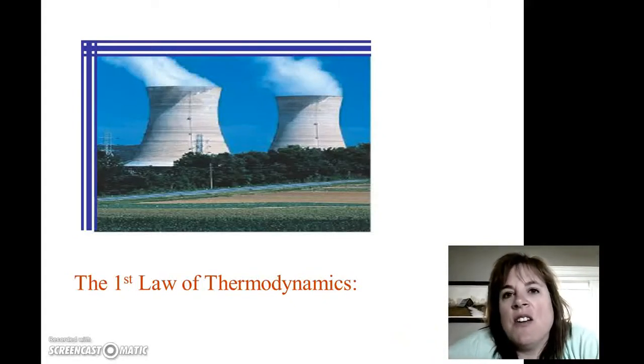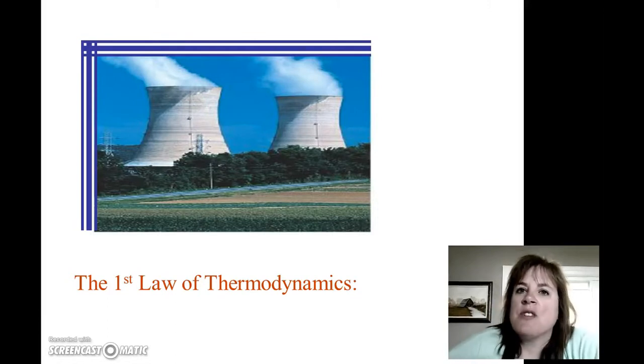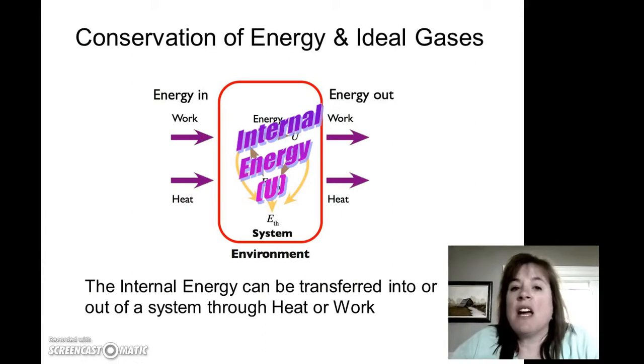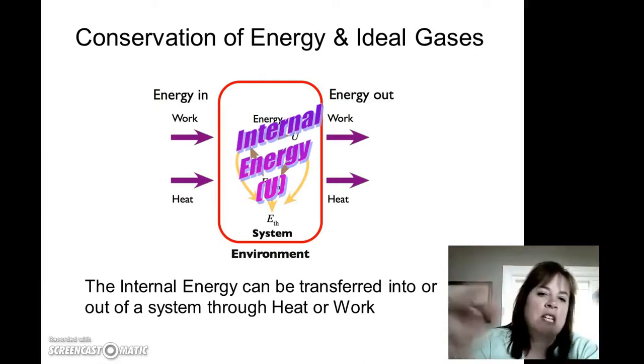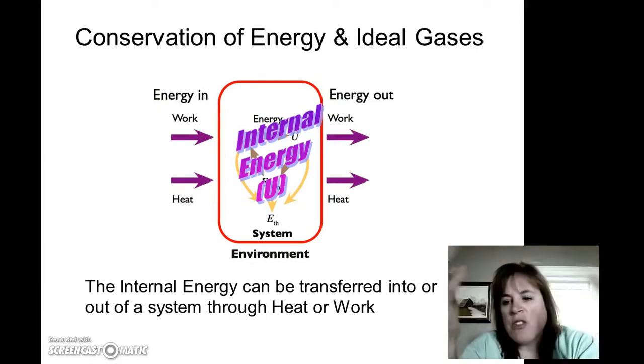In the 6th video on thermodynamics, we're going to talk about the first law of thermodynamics. The first law of thermodynamics is just a restatement of the law of conservation of energy. So in the past we've talked about all of the energies in the system, the kinetic and the potential, and how it gets converted into thermal energy.